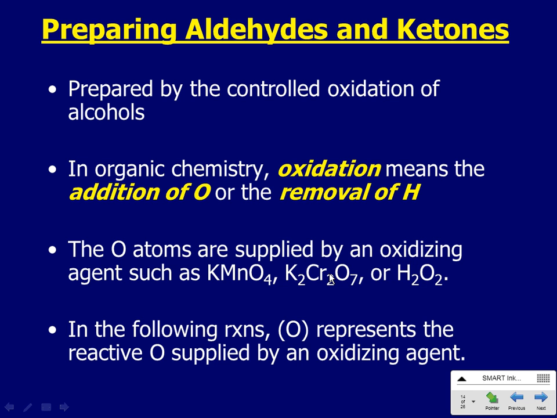This is potassium dichromate. Again, lots of oxygen in it. Hydrogen peroxide. Hydrogen peroxide carries an extra oxygen around, right? It can release that oxygen and it can do its thing. In the following reactions, instead of writing O2 when we talk about oxidation, I'm going to just write an O. I'm not going to put in the entire chemical, potassium permanganate or hydrogen peroxide. We'll just represent it as an O.